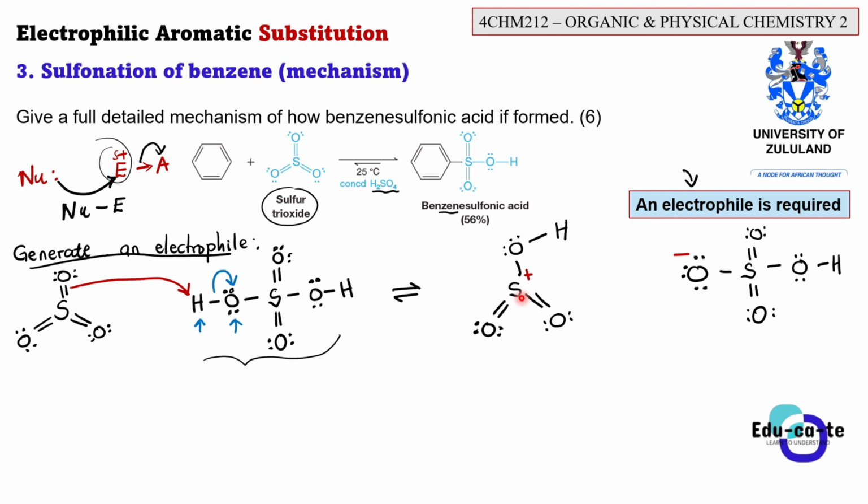It is to generate what? An electrophile. An electrophile is basically something that is slightly positively charged. It is electron poor because it is having a shortage of electrons. So here, the moment we broke down this double bond between S and O, we made this sulfur acquire a positive formal charge, making it electrophilic.